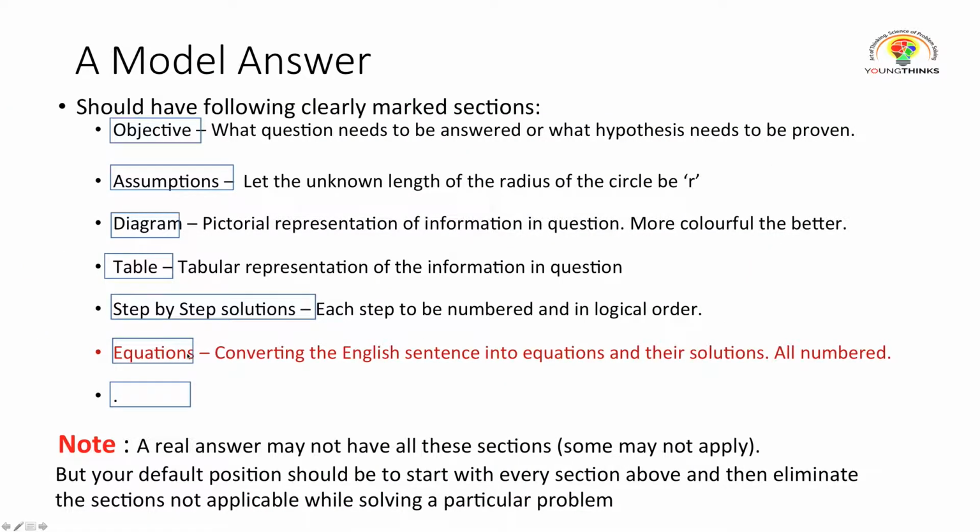So all the steps should be numbered, and within the steps you will find that there are equations, basically converting the English sentences into mathematical equations. All the equations should be numbered. They all should have a number so that you can give a reference, saying that by adding equation 2 with equation 4 I get this, or if I subtract equation 7 from equation 3 I get that. So all the equations should be numbered.